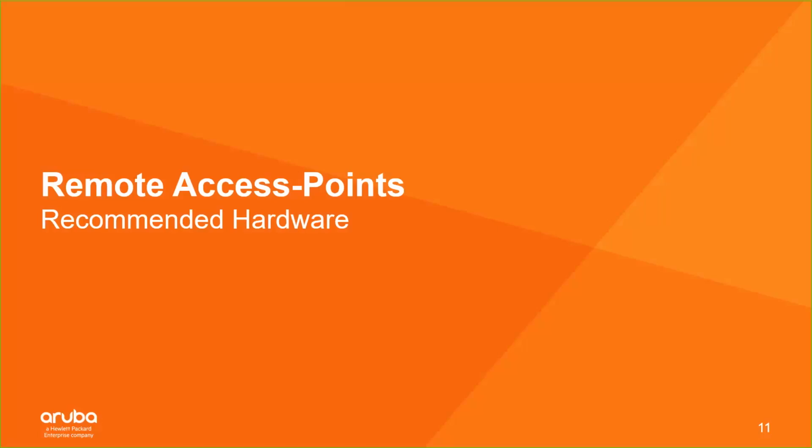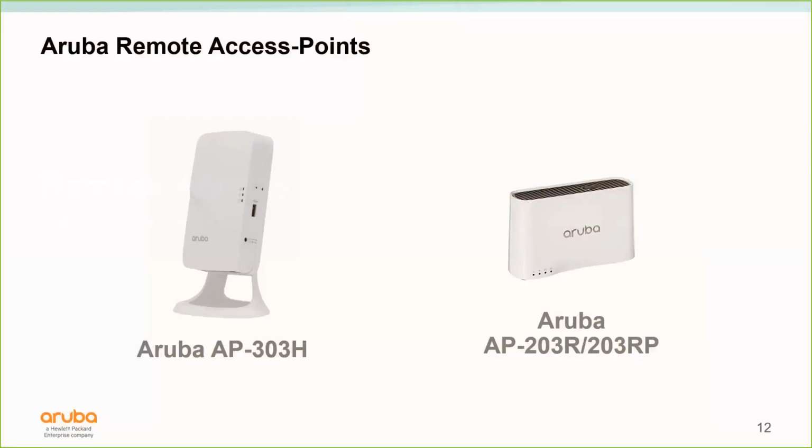So I want to take this time to go over the hardware with you, what those remote access points have that's different from the normal APs, and then tell you some of the alternatives that you can go with in case you have a customer that is looking to move into this remote access point type of solution, and what they can do even if there's an access point that they want that we might not have in stock. So here's a picture of a 303H and the Aruba 203R and the 203RP.